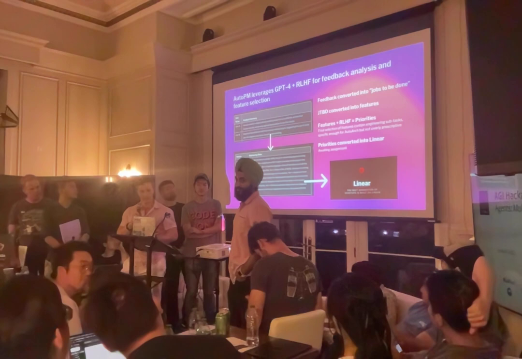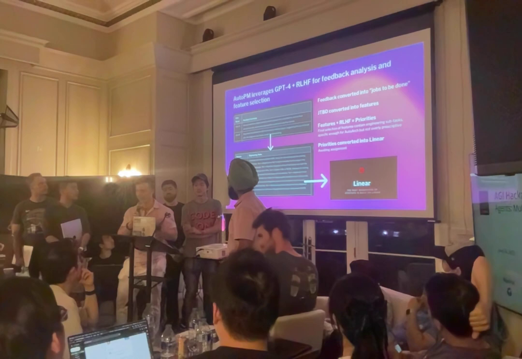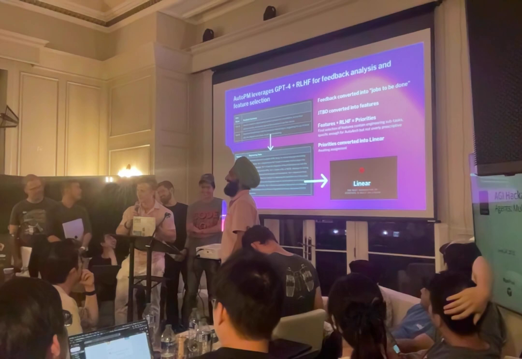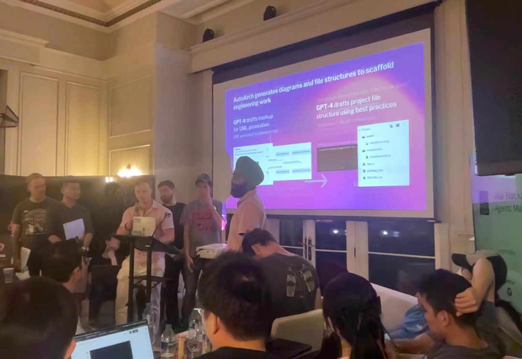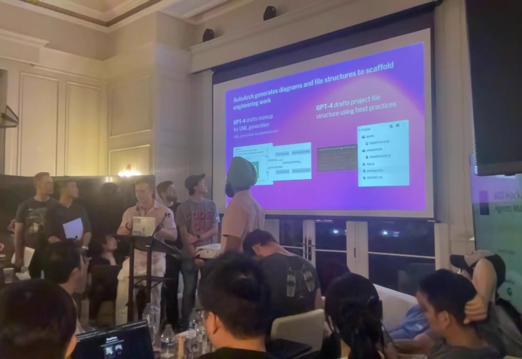Now, at the high level, before we get into the demo, for any of you that have worked with PMs, you know that a lot of what we do can be automated. That has been done here. So basically taking in user feedback with some problem statement, converting that into a framework like Jobs to Be Done, and then ultimately spinning that out into feature recommendations that are specific enough, but not too specific, that engineers can actually work with. From there, the architect will go ahead and generate diagrams and file structures that will provide scaffolding for the engineers to do their work.